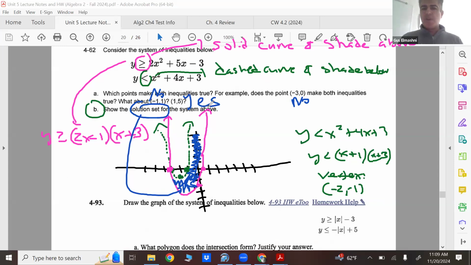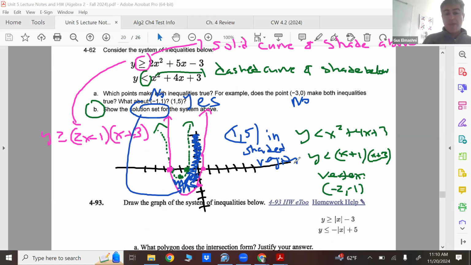But I think the shade region should show you that too. So 1 comma 5 is in the shade region. I know I didn't make it very obvious. Probably should use Desmos to be honest with you guys. So that's what's meant by a solution. Does it make both inequalities happy? 1 comma 5 does. The other two do not. -3 0 does not. -1 comma 1 does not.